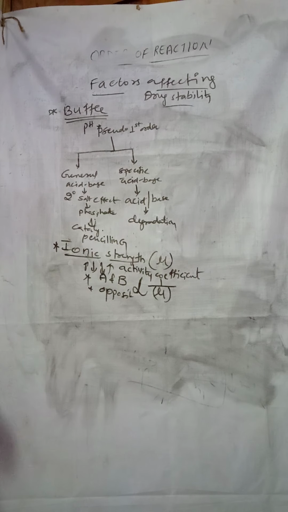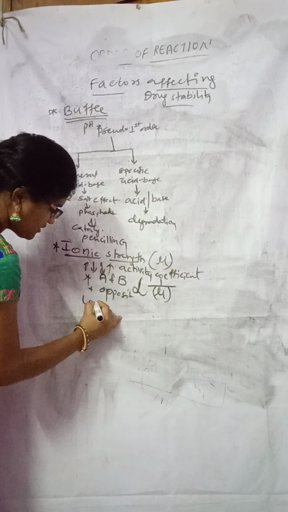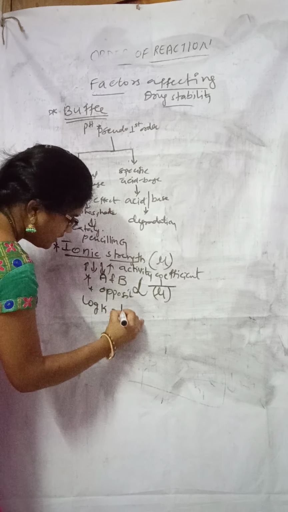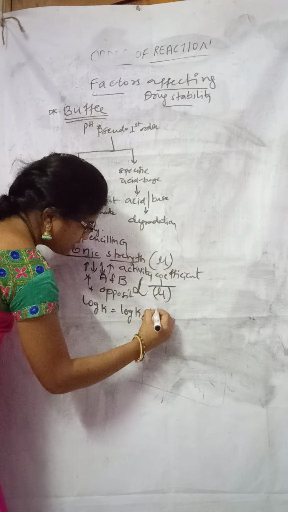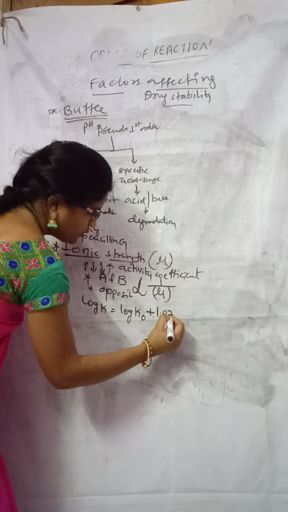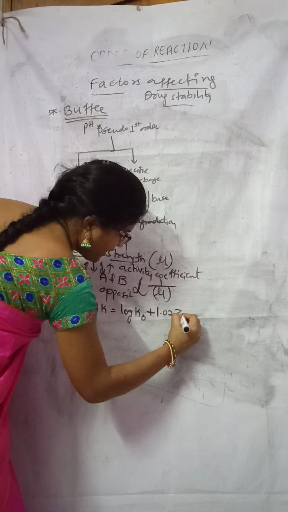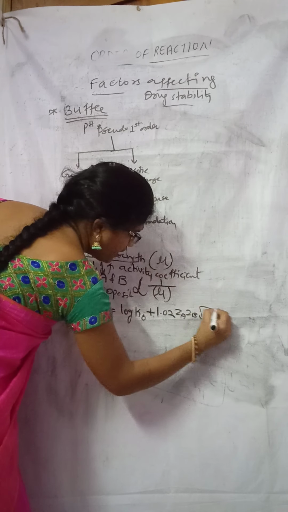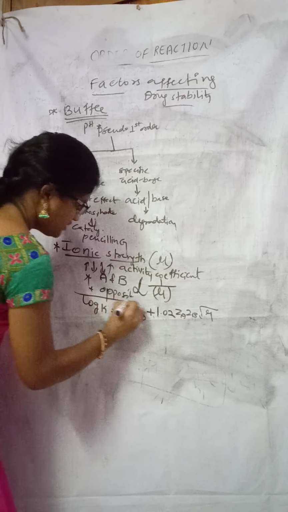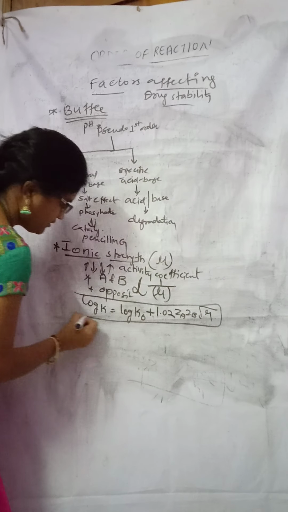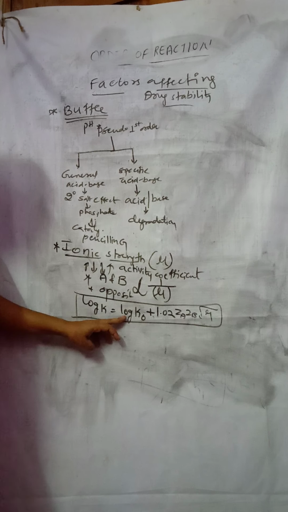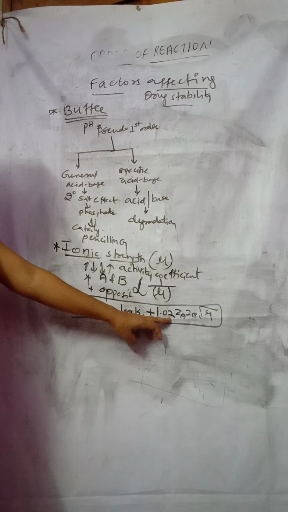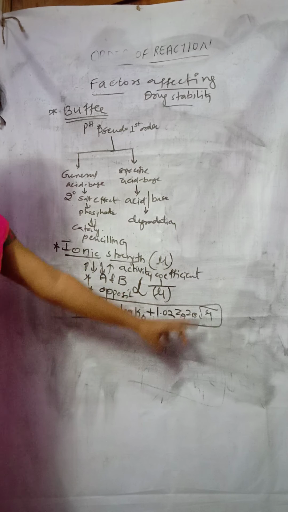Okay. So now we will see the equation for ionic strength. Log K is equals to log K naught plus 1.02 ZA ZB under root of mu. So this is the equation for ionic strength. Log K is equals to log K naught plus 1.02 ZA ZB under root of mu.